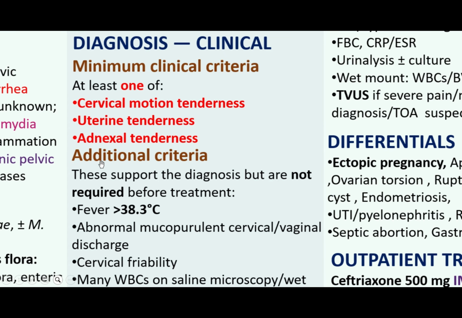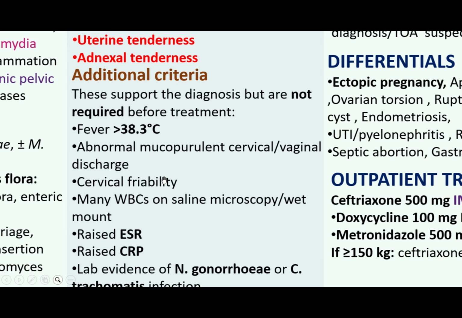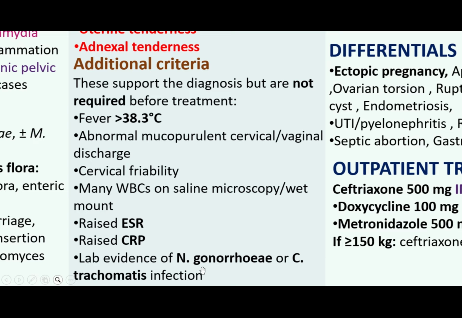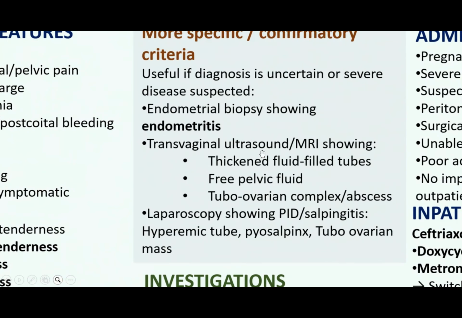The additional criteria, these support the diagnosis but are not required. They may have a fever that is greater than 38.3 degrees Celsius. They may have abnormal mucopurulent cervical or vaginal discharge, cervical friability, many WBC, that's white blood cells, from saline microscopy or wet mount. They may have a raised ESR, a raised CRP, or the laboratory evidence of gonorrhoeae or trachomatis infection. This can be the NAAT test, or even the fast void urine can be sometimes used to increase suspicion if you can't do the NAAT test.